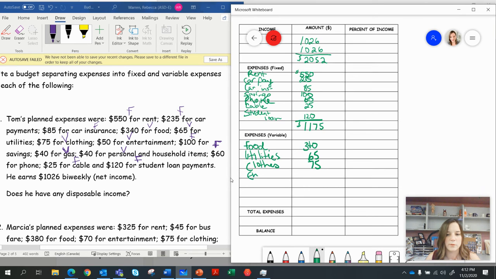Entertainment. They spent $50 that month on entertainment. Gas. They spent $40 on gas that month. They must drive a Prius like me. And then personal. Personal and household items was $40.